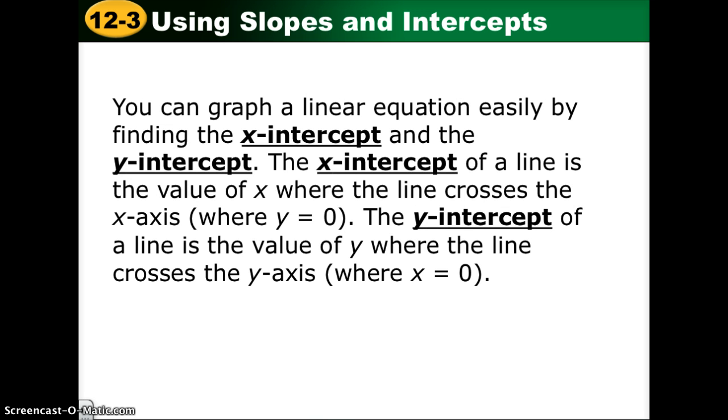You can graph a linear equation easily by finding the x-intercept and the y-intercept. The x-intercept of a line is the value of x where the line crosses the x-axis, where y equals 0, and the y-intercept of a line is the value of y where the line crosses the y-axis, where x equals 0.